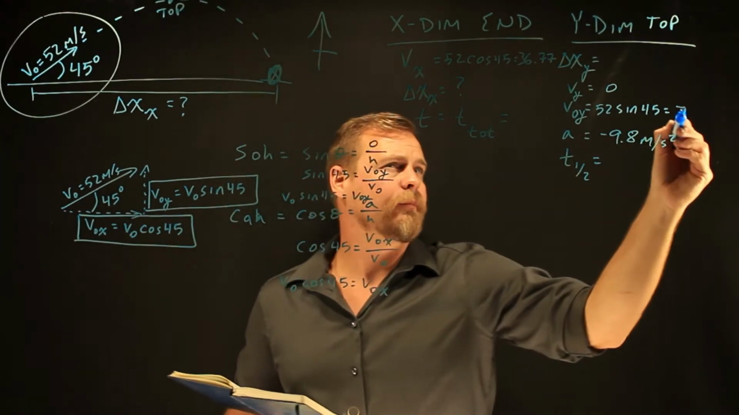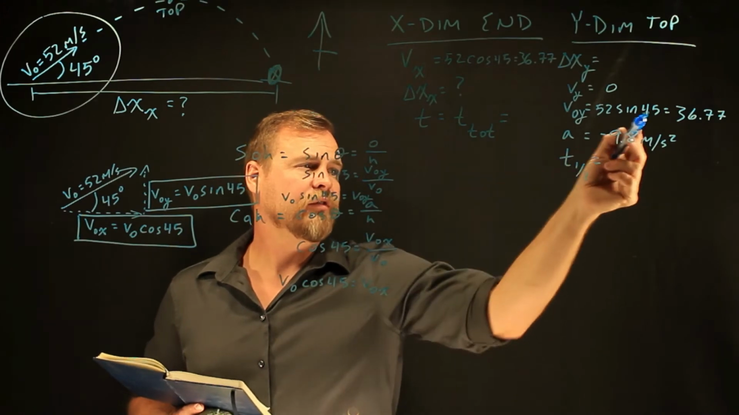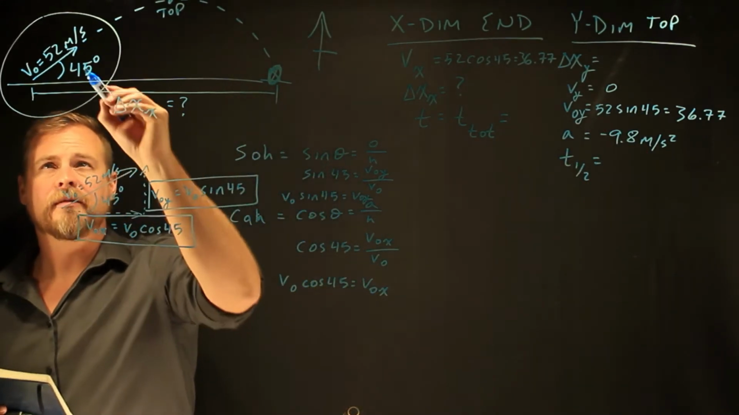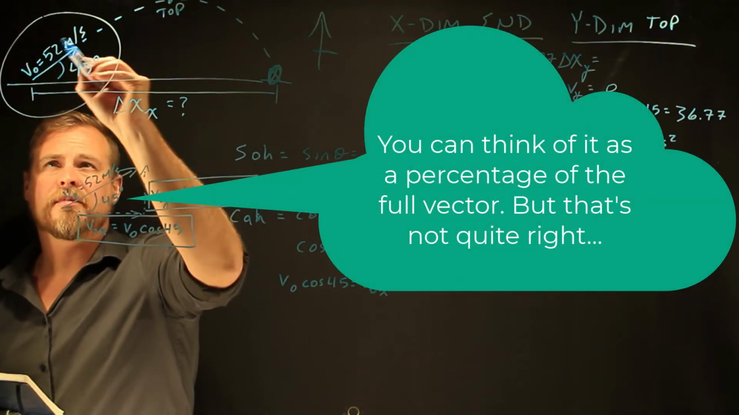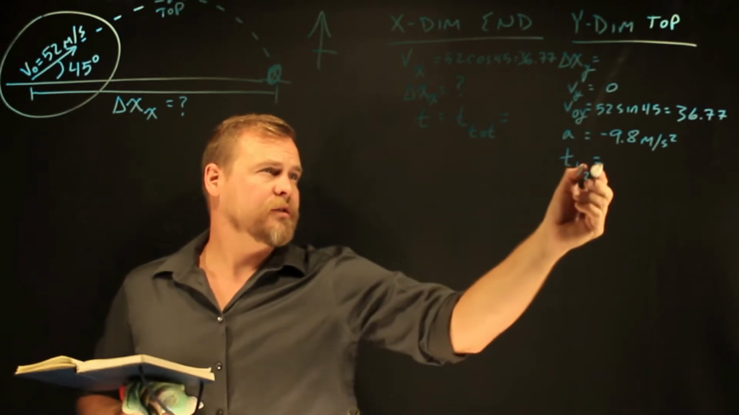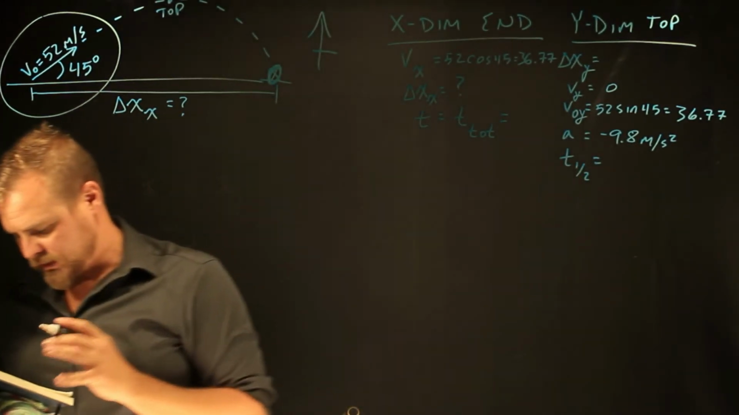36.77 meters per second. And they're the same because the angle is 45. So exactly, you can think of it as half, right? Exactly the same portion is in the x as there is in the y. All right, so I'm going to start with the y dimension. I'm going to get to this time, so I can double it over.